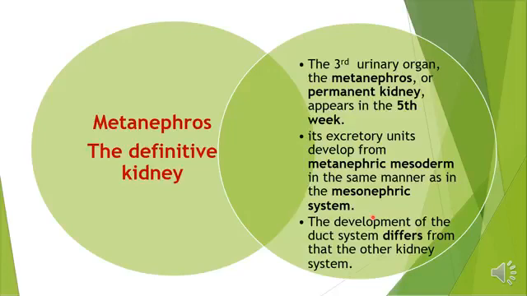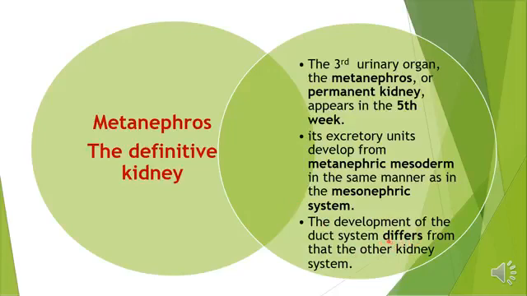The third system of the urinary system is the metanephros, also called the permanent kidney or definitive kidney. This kidney appears in the fifth week. The excretory units develop from metanephric mesoderm in the same manner as in the mesonephric system. The tubules elongate forming a C shape. The C shape enters the tuft of capillaries forming a glomerulus. The glomerulus is surrounded by double layers of Bowman's capsule. Bowman's capsule and the glomerulus form the renal corpuscle, and these tubules elongate laterally. The development of the duct system differs from that of the other kidney.